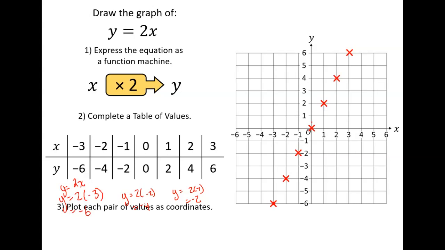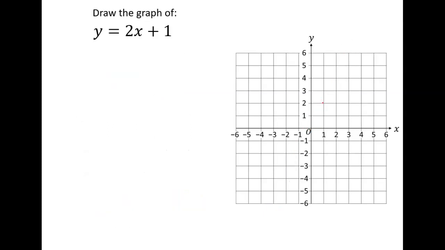So way more points than you need to graph this line. But then you're going to join the points, make your line, and write your equation of a line. Typically, I like to see arrows on both ends because, again, that tells the reader that this line goes on forever. It's an infinite linear function.